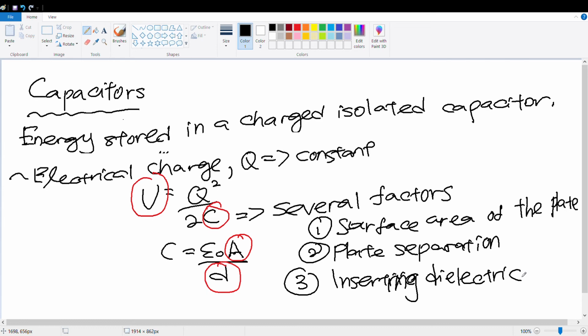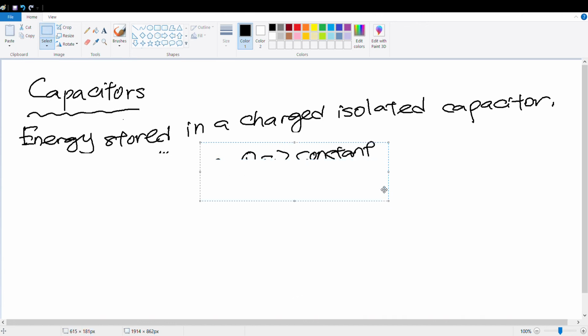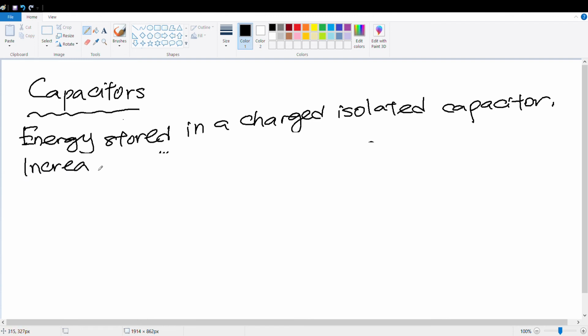Okay, so let's discuss one by one. For the first one, the surface area of the plates. Okay, for the first one, we're going to talk about increasing the plate separation first.